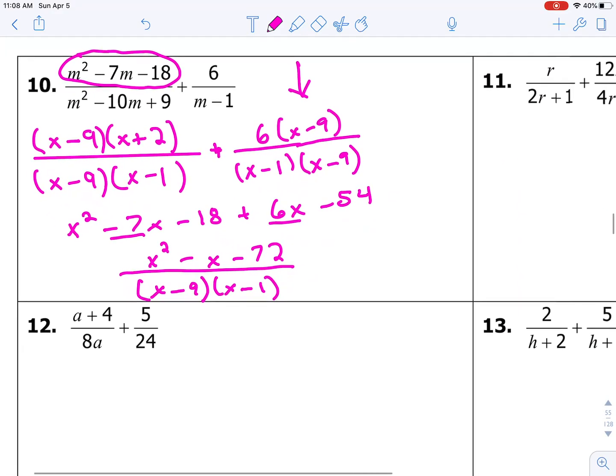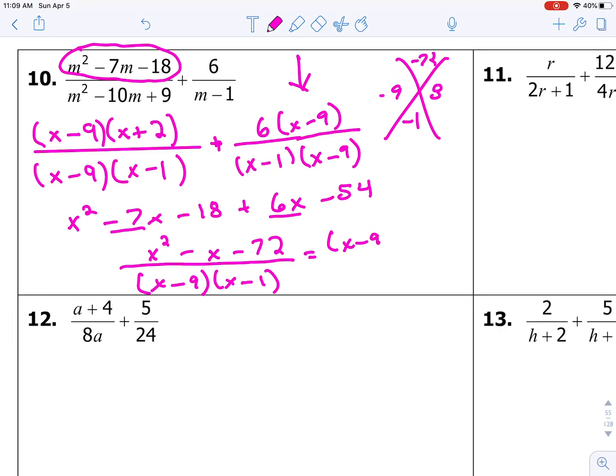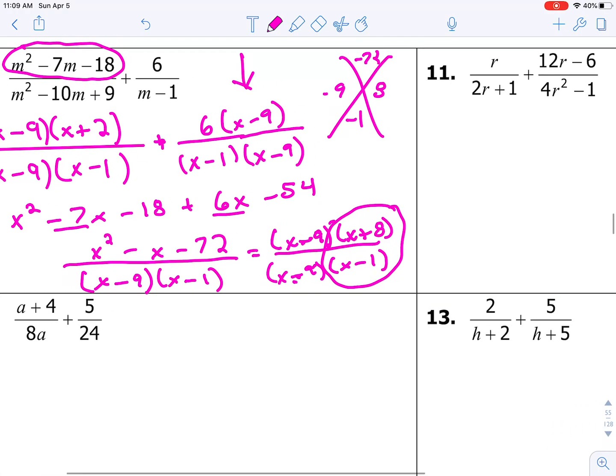Okay, now once I'm here, I'm going to simplify the top and see if anything will cancel. So what multiplies to negative 72 and adds to negative 1? Well, that would be negative 9 and 8. Is that correct? It is. So that tells me that my numerator is x minus 9, x plus 8, all over x minus 9, x minus 1. And then now you see how my x minus 9s cancel out, and the answer is x plus 8 over x minus 1.